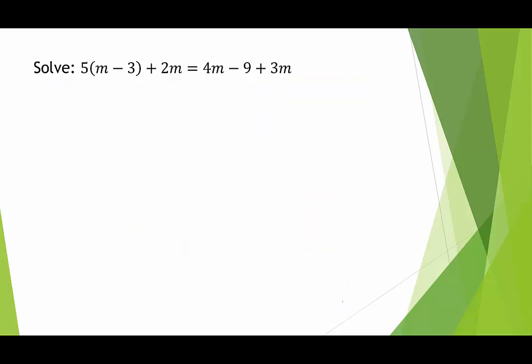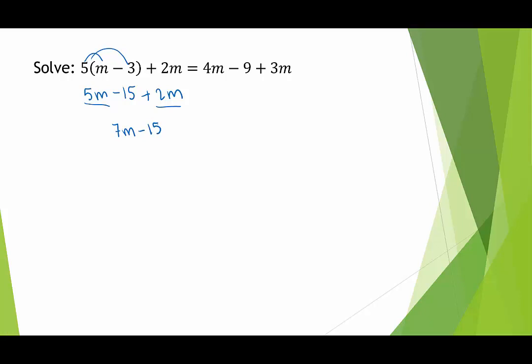All right, what's going to happen here with m? Let's find out. On the left-hand side, I'm going to clean up by distributing first. 5 times m is 5m. 5 times negative 3 is minus 15 plus 2m. I'm just going to keep working on the left side and then I'll worry about the right side. I'm going to combine like terms here. 5m plus 2m is 7m minus 15. That's as simplified as we can get on the left side.